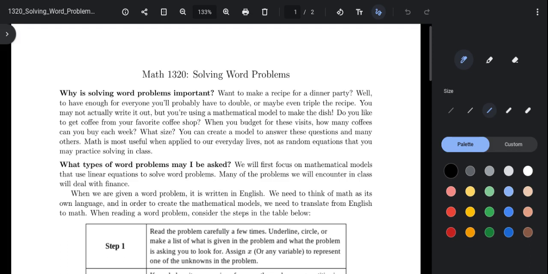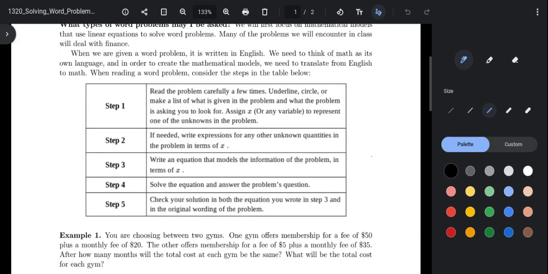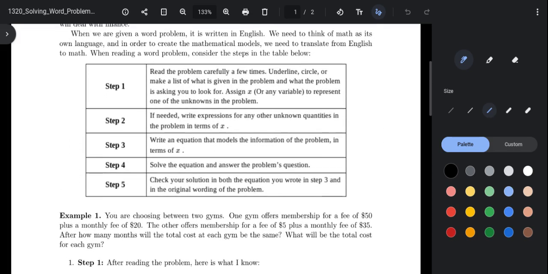When we're given a word problem, it's written in English, and we need to start thinking of math as its own language. So when we're reading a word problem, we're trying to translate between the English that is given to our math language of operations and numbers and variables. As we're reading a word problem, we can consider these steps to help us make sense of what we're working with. In step one, we want to read the problem carefully.